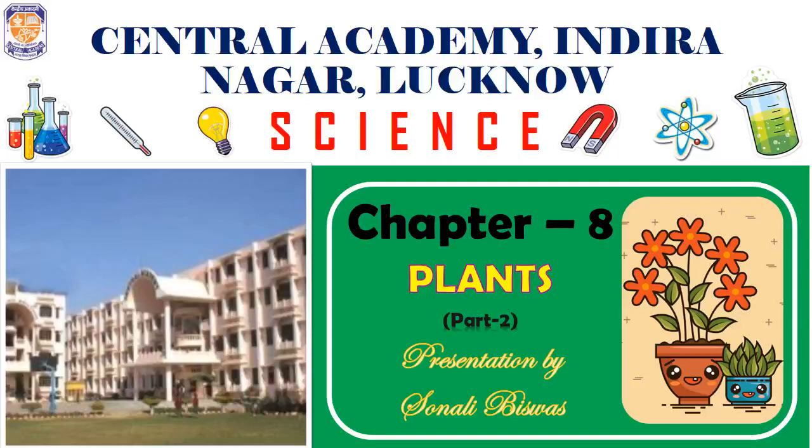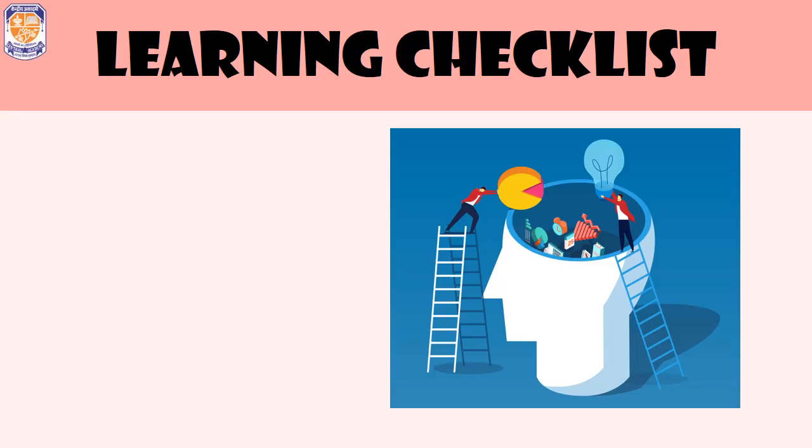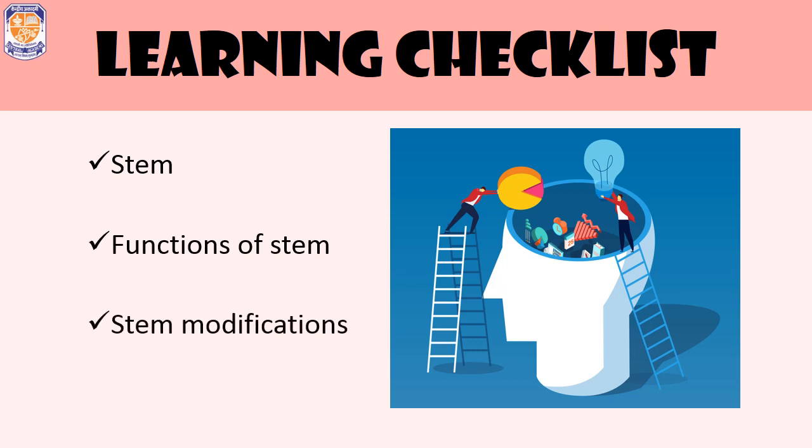Hello students, if you have been attending my classes, you know that we have already started chapter number 8, that is plants. So today we will start with part 2 of chapter 8, plants. The learning checklist of today is going to be stem, functions of stem and modifications of stem. These are the things that we will be covering in this video.